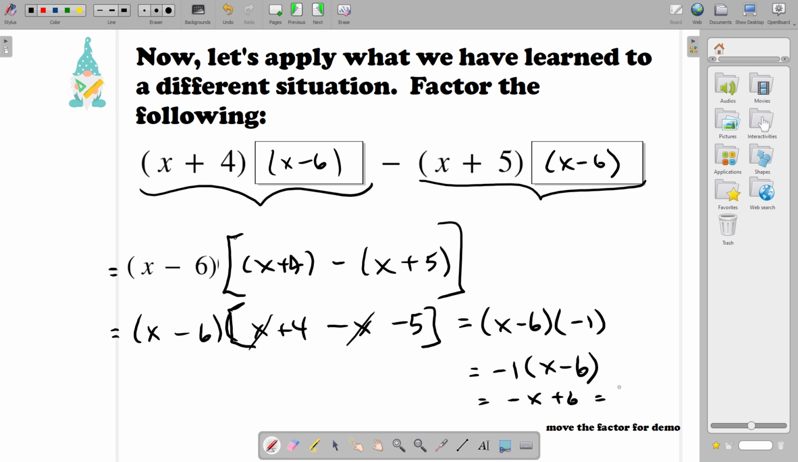If we were to do that, we would probably clean that up a little bit and write it as 6 minus x. So this or this or this would be correct answers. But this is called factoring by grouping. We take and group some factors together and factor out something from that group.